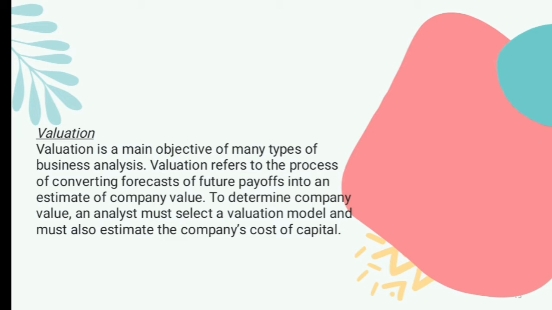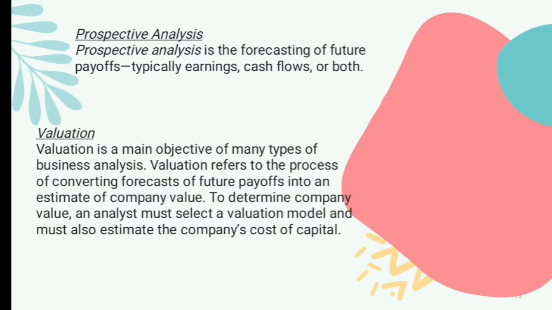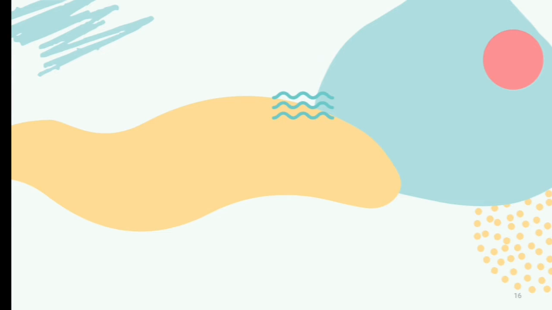And then valuation. Valuation is the main object of many types of business analysis. Valuation refers to the process of converting forecasts of future payoffs into estimates of company value. To determine company value, an analyst must select a valuation model and must also estimate the company's cost of capital. And then prospective analysis. Prospective analysis is the forecasting of future payoffs, typically earnings, cash flow, or both.